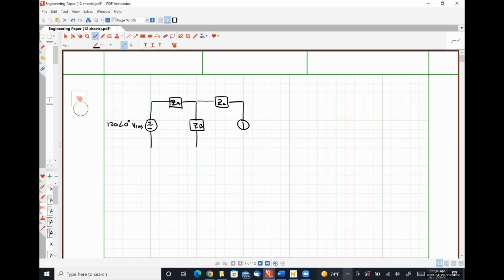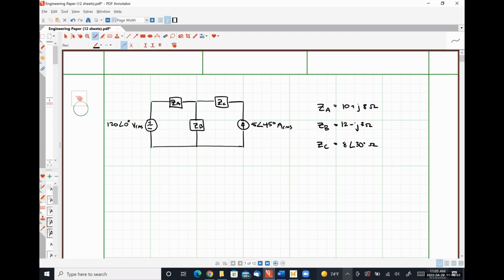And on the right-hand side of the circuit, we have a 5 angle 45 degrees amps RMS current source. And let's say that ZA is equal to 10 plus J8 ohms. ZB is equal to 12 minus J3 ohms. And ZC is equal to 8 angle 30 degrees ohms.